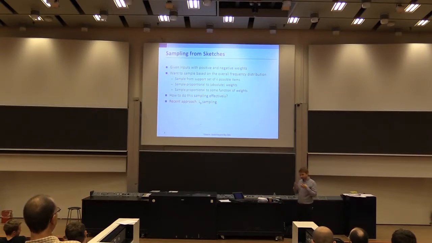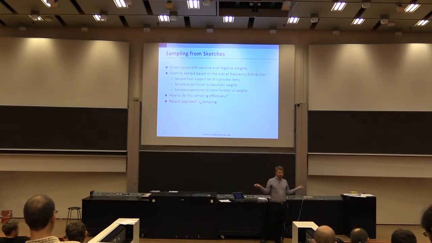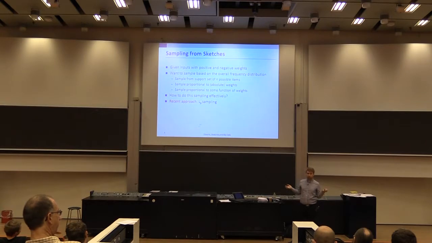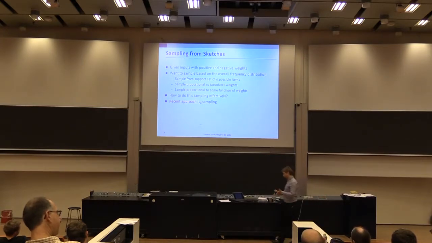So now I have that scenario I explained yesterday, arrivals and departures, where each update in a stream tells me an adjustment to the weight of an element. That's going to give me a vector of weights of elements, and I want to sample based on some function of that vector of weights. I might want to just sample from the support set of that vector of weights, so sample from the elements that have non-zero frequency after all the arrivals and departures. You might want to sample proportional to the absolute weights in that frequency vector, or some other function of the weights, say proportional to the square of the weights. So how do we do this sampling effectively?